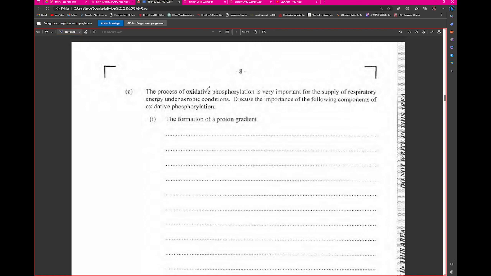Okay. The process of oxidative phosphorylation is very important for the supply of respiratory energy under aerobic conditions. Discuss the importance of the following components of oxidative phosphorylation. What is the importance of the proton gradient in oxidative phosphorylation? What is so important about the proton gradient in oxidative phosphorylation?